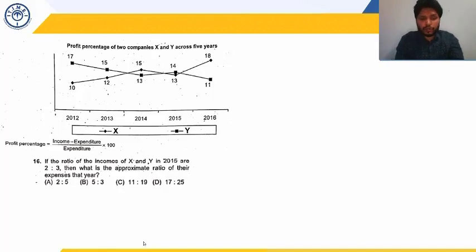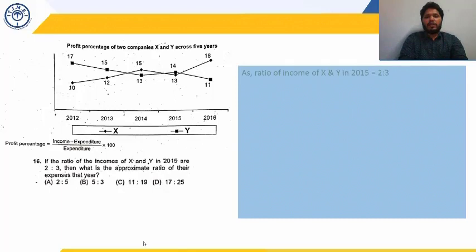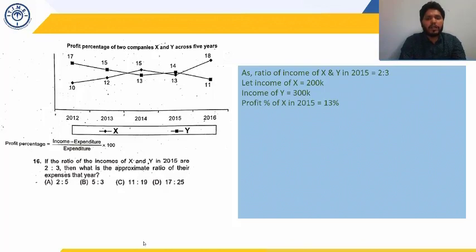So first we have to assume incomes. Okay, so if the ratio is 2:3, we can assume their income to be anything: 200, 300, 2k, 3k, 200k, 300k. So I have assumed their income to be 200k and 300k. Okay, and what is the ratio of their expenses? What is the percentage profit we need to first calculate?